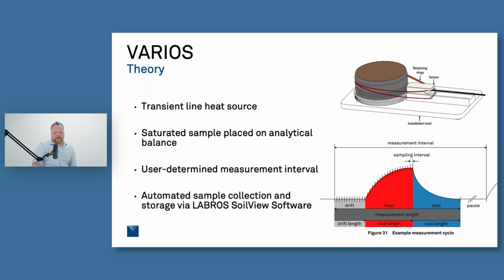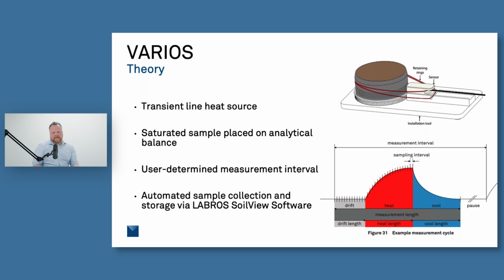Down at the bottom there, there's a little diagram here that shows the transient line heat source method, which is what we use. At the beginning there's the gray section that says drift. That's where it's taking that measurement that we talked about on our last slide, where it's just double checking that everything's stable. When you start a measurement, it's going to automatically have a period of time built in for that sensor to come to thermal equilibrium with the sample.